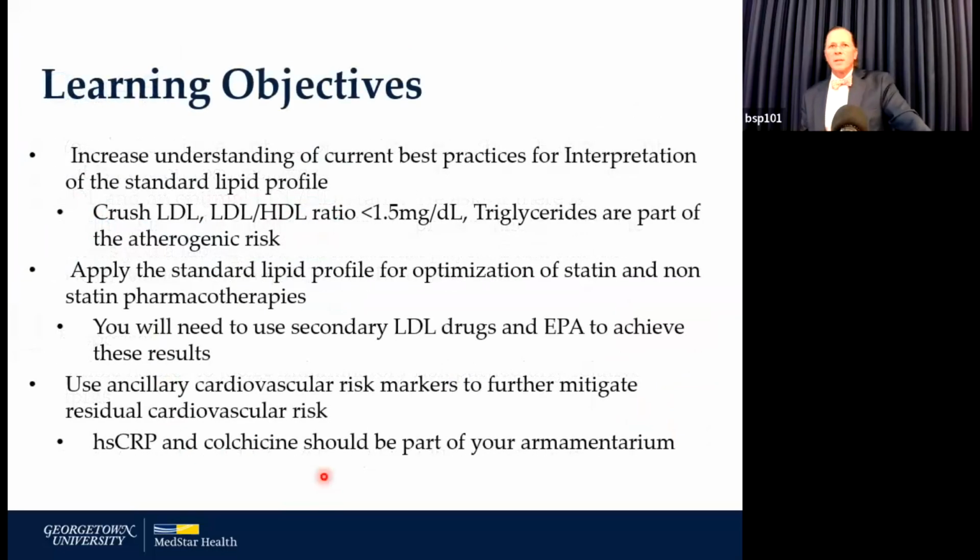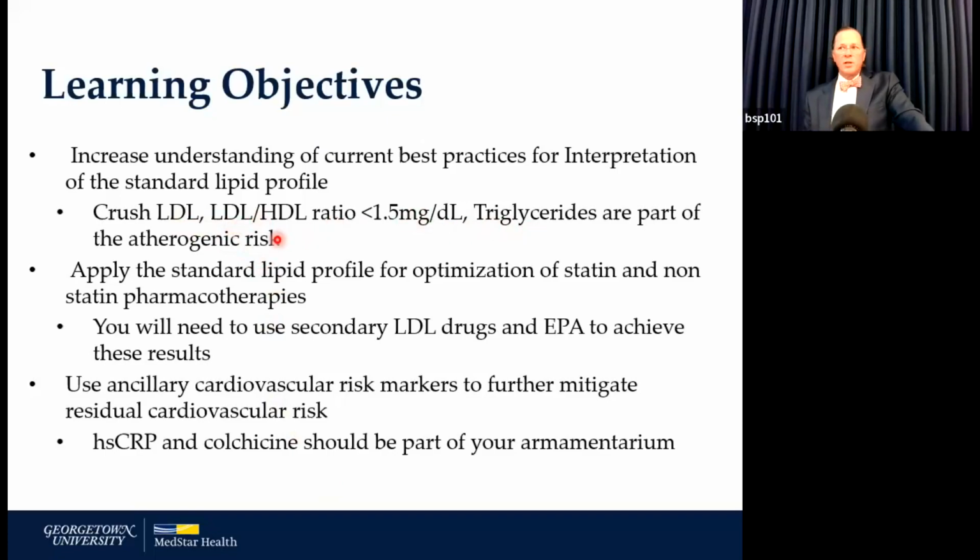So coming back to our learning objectives, I hope you found this to be the best lecture on lipids you've ever had because you learned a ton of new stuff. All we did was dissect the lipid profile on every patient and think about each line individually. And we weren't mesmerized by the LDL. We're looking more broadly. So the take-home points are: crush LDL. An LDL to HDL ratio below 1.5 is the way you personalize care for your patients.